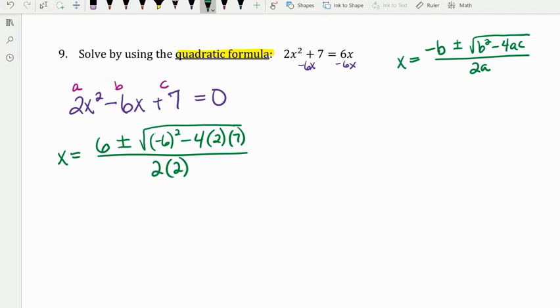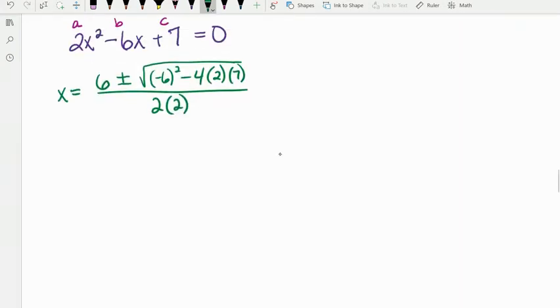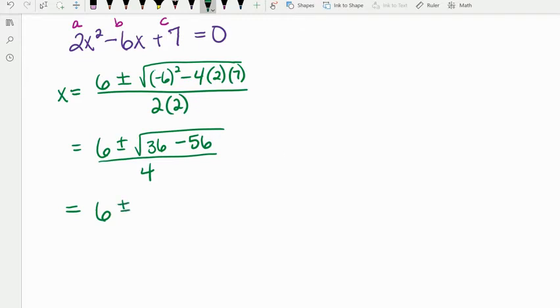Okay, and then just one step at a time here. That means we get 6 plus or minus. This would be a positive 36 when I square negative 6. Negative 4 times 2 is negative 8, and then negative 8 times 7 would be negative 56, all over 2 times 2 is 4. So then we get 6 plus or minus 36 minus 56 is negative 20, all over 4.